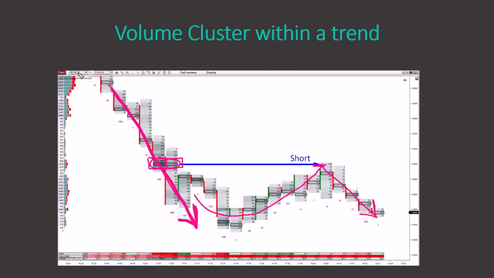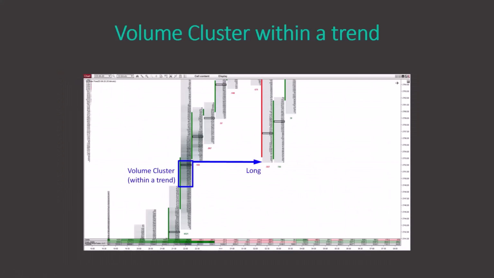All right. In this case, sellers who were pushing the price downwards were active here, adding to their shorts. So this is an important zone for those sellers. So you wait for that pullback and trade from there, as those sellers are defending this heavy volume zone, defending their shorts, which they placed there. Right? So again, you look for significant volume cluster within a trend, and then you trade pullback to it.